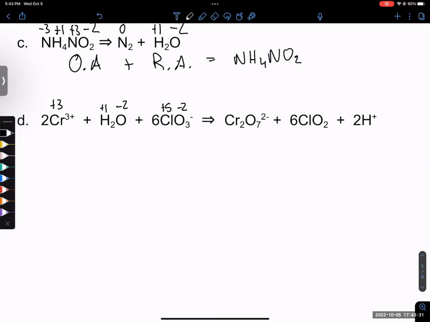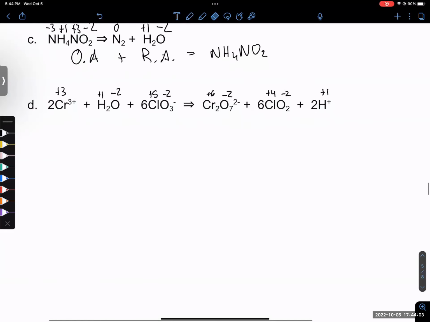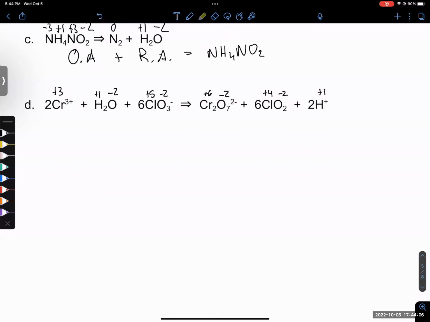On the right side, what is the chromium in this case? Plus 6. And then -2. What about the chlorine here? Plus 4. -2 again. And then what's the oxidation number for hydrogen? It's not in its natural state, it's H plus, it's a proton.